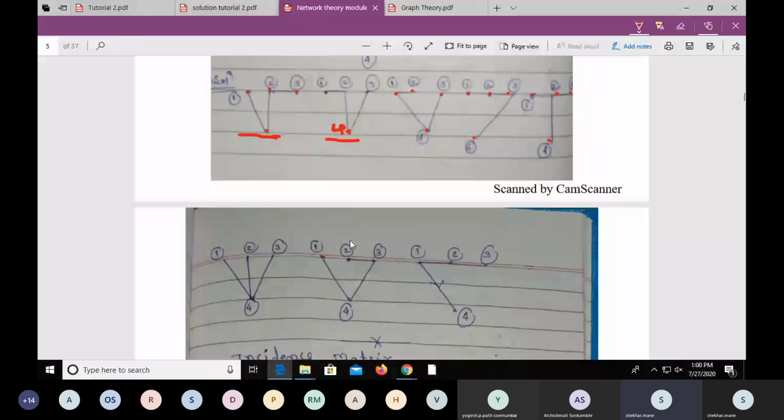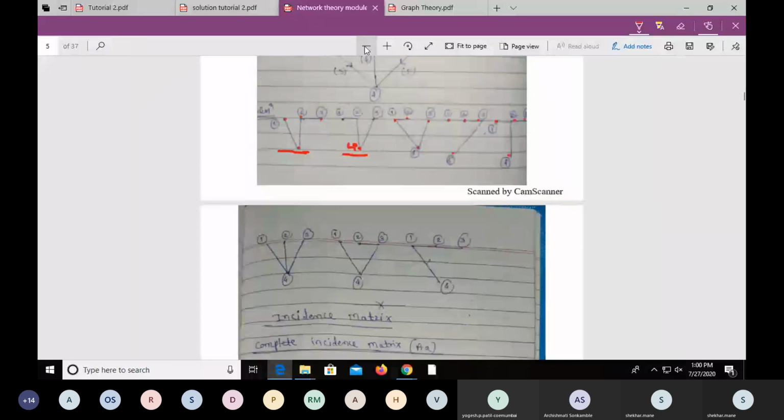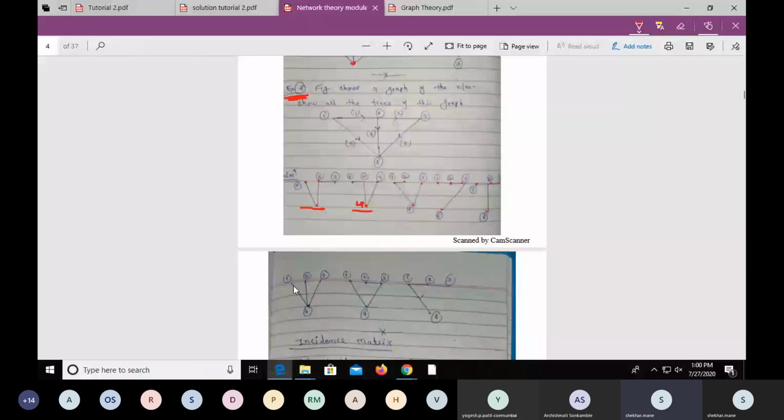And you can also draw like this: 1, 2, 3. 1, 4, 3, 2. And 3, 2, 1, 4. In this way these are the many possible combinations of trees. Have you understood this? Yes, sir.